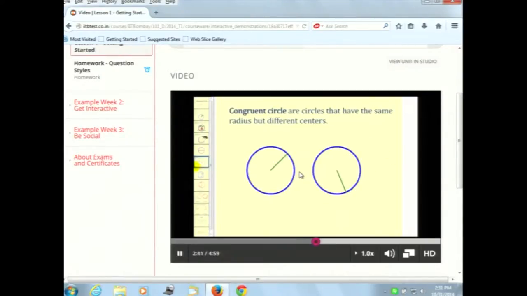Now let's talk about when we have two circles graphed on the same plane, circles that have the same radius but different centers. So looking at these two circles.